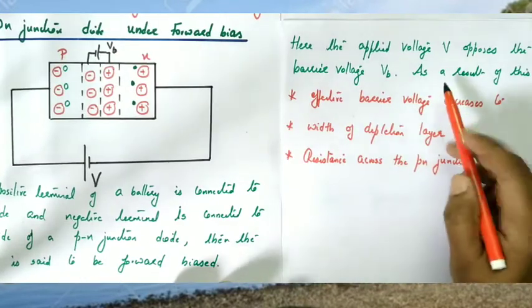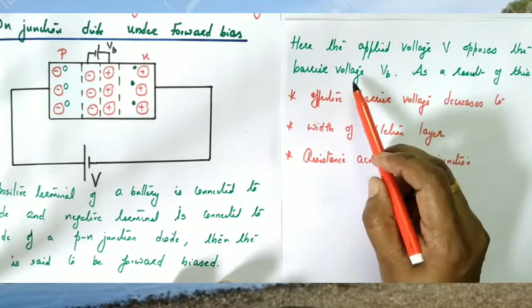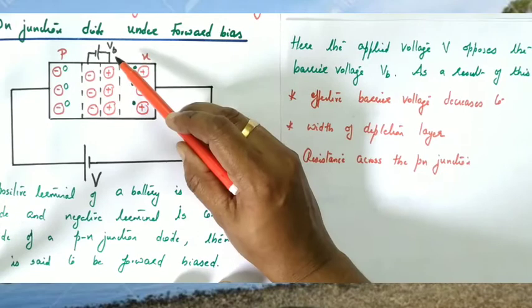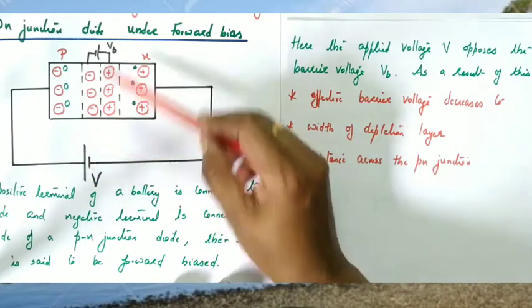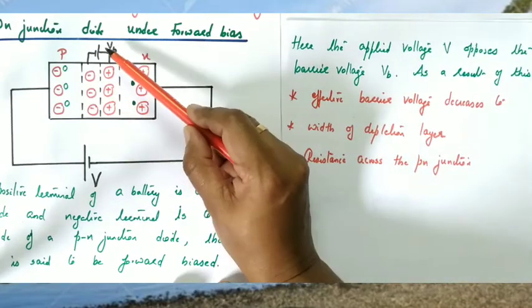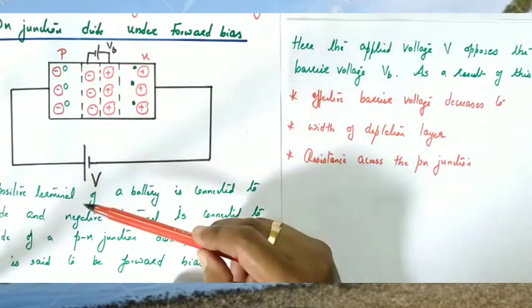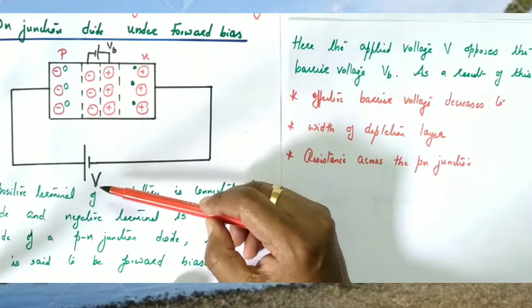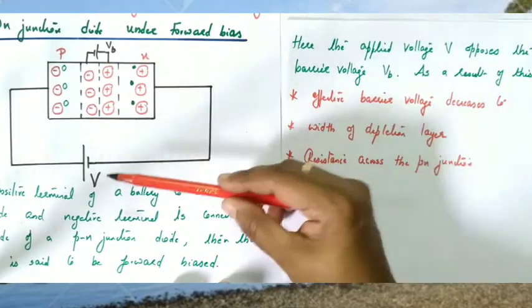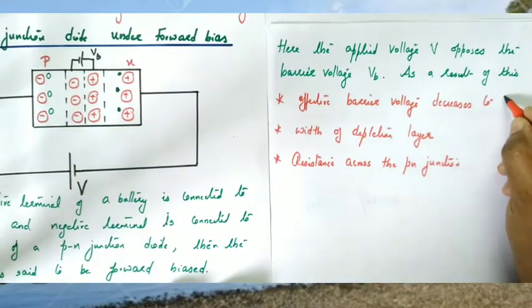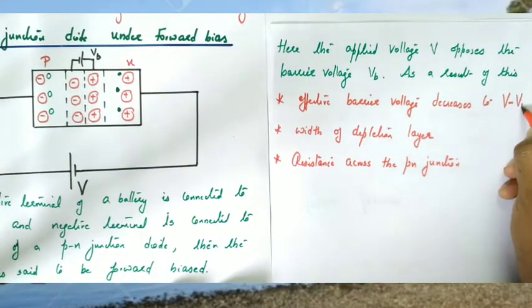So, here the applied voltage V opposes the barrier voltage, isn't it? V represents the applied forward voltage, VB is the barrier potential. So, here both the directions are opposite. Here the direction of the electric field is towards the right, here the direction of the electric field, positive to negative, is towards the left. So, what happens to the effective barrier voltage? The effective barrier voltage is V minus VB because they are in the opposite direction. So, the effective barrier voltage decreases to V minus VB.